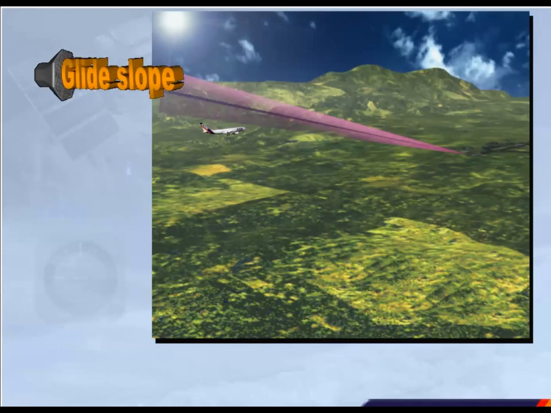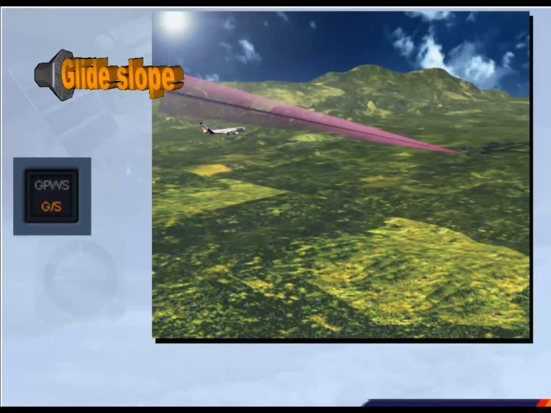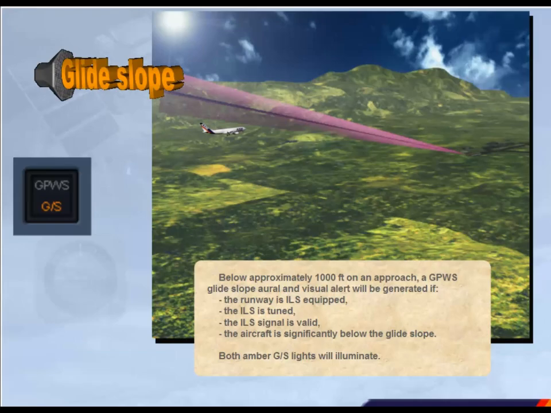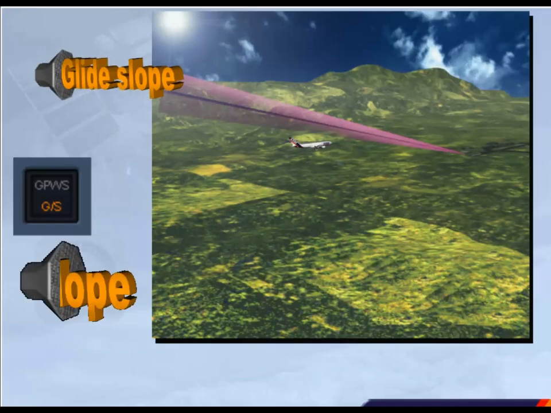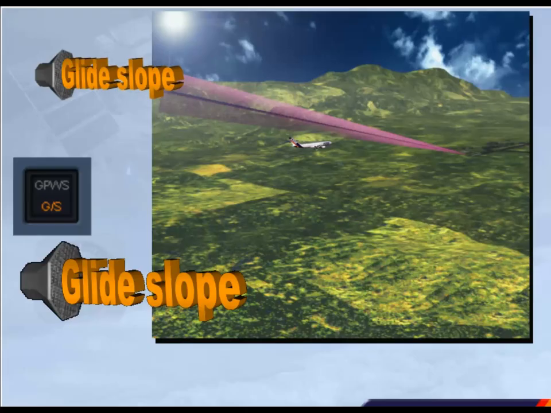Glide slope. Below approximately 1,000 feet on an approach, a GPWS glide slope oral and visual alert will be generated if the runway is ILS equipped, the ILS is tuned, the ILS signal is valid, and the aircraft is significantly below the glide slope. Both amber glide slope lights will illuminate. "Glide slope." The oral message will become louder to indicate a warning if no corrective action is taken as the aircraft gets closer to the ground, or if it descends further below the glide slope.